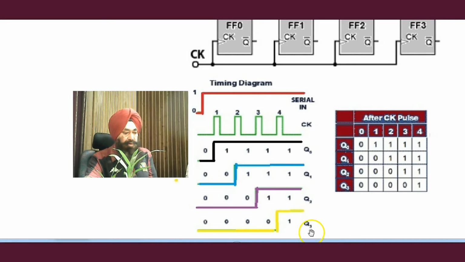This fourth one we are calling Q3. This third one we are calling Q2. Q2 is 0, 0, 0, three zeros, and 2, 1, 1, 1. Q1 is two zeros and 3 ones like this. Q0 is 1, 0 and 4 ones, with the clock pulses.